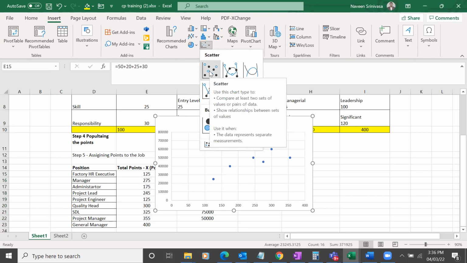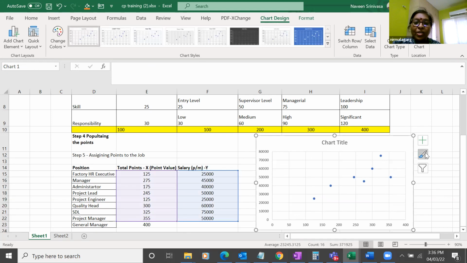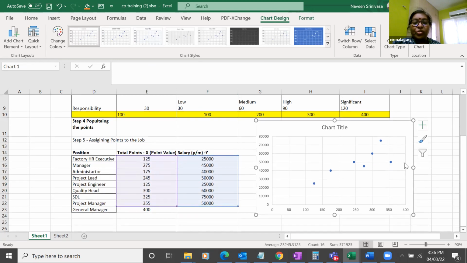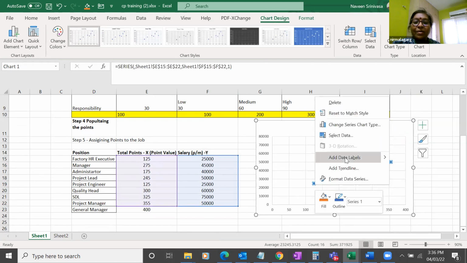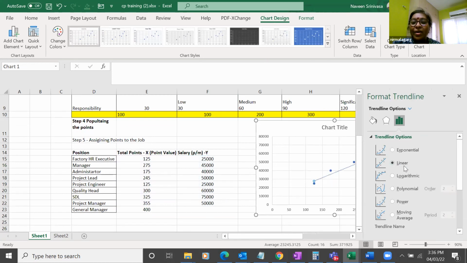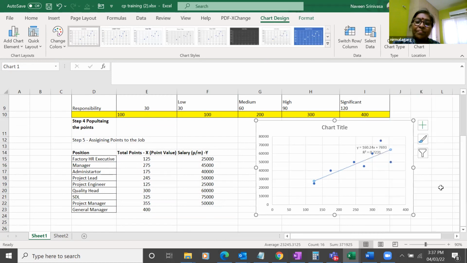Right, ma'am. Click. Now pull it aside so that we'll have a little more space. Adjust your space. Click on any of those job positions, which are blue, and then right click. Did you right click? Then add trend line, not data label. Add trend line. Now scroll down. Now click on display equation on chart. Display R square. Now close the format trend line.